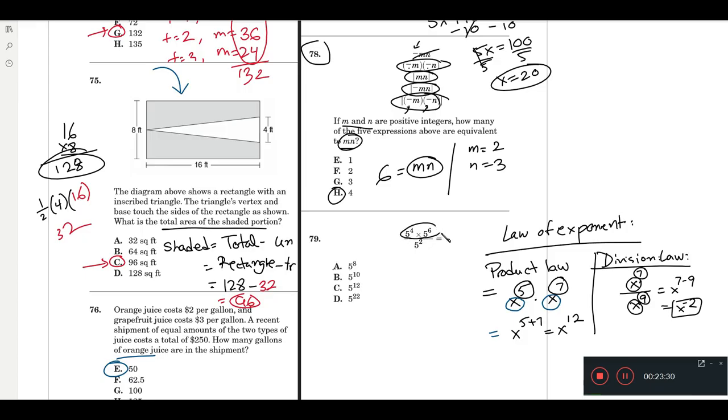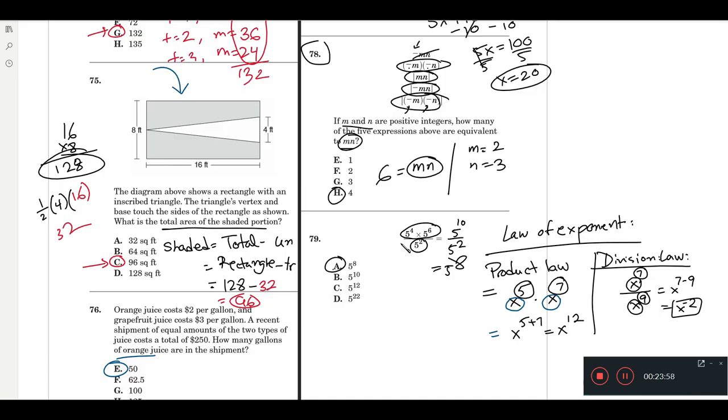Now just take a look at this. What is 5 power 4 times 5 power 6? 5 power 10. We just keep the base, we add the power. What is 5 power 10 divided by 5 power 2? You subtract, 10 minus 2 is 8, 5 power 8. That's it, very simple. For the top we use the product law, then we use the division law.